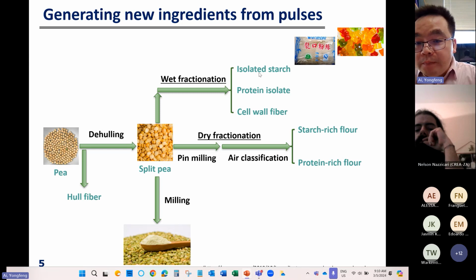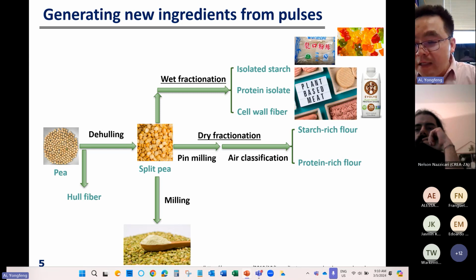For the protein isolate, actually they are considered a high value ingredient in the food industry now. They are very common to use as a main ingredient for plant-based meat and also for plant-based beverages and even for protein powder. So this is how we can fractionate into high purity starch and protein.